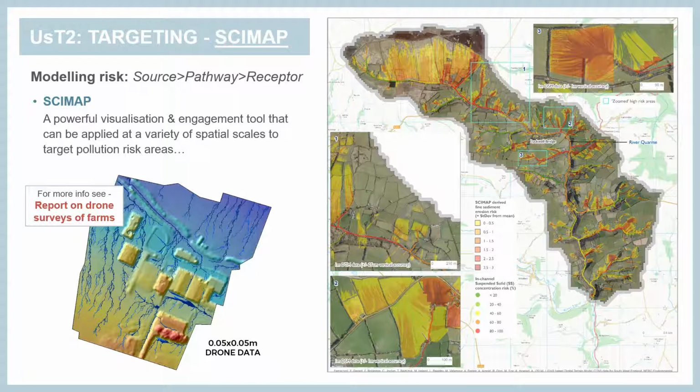And that allows us to track the movement of water through farm infrastructure at the finest resolution possible, in this case 5 centimetre topographic data. So it's a very powerful tool for identifying where water is moving and what might be done to target interventions to disconnect those pollution pathways if they exist.